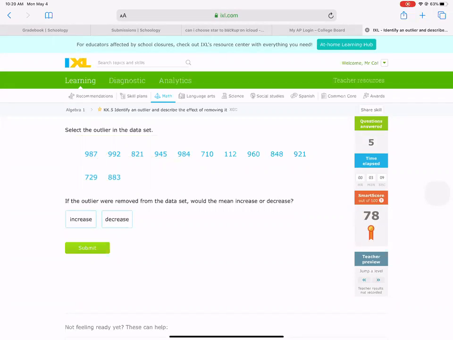Let's do one more. I see 9, 9, 8, 9, 9, 7. Oh, this 100 looks like to be the outlier. And since that's a low number, if I remove my low number, all my averages would go up. So that would increase.